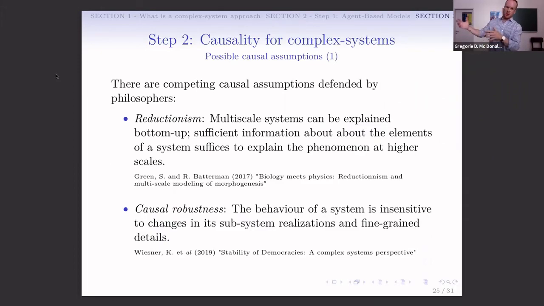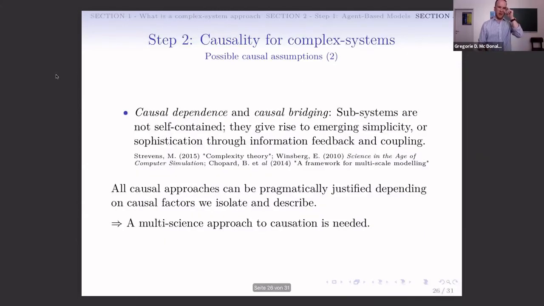Or, there's another competing philosophical assumption, which could be causal robustness. In contrast, one could defend the idea that the behavior of a system is insensitive to changes in its subsystem realization and fine-grained details. And finally, one could defend causal dependence or causal bridging. Subsystems are not self-contained. They give rise to emerging simplicity or sophistication through information feedback and coupling. So all causal approaches can be pragmatically justified depending on causal factors we need to isolate and describe. In other words, we need a multi-science approach to causation.